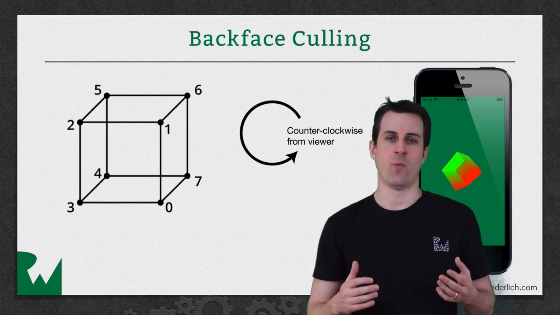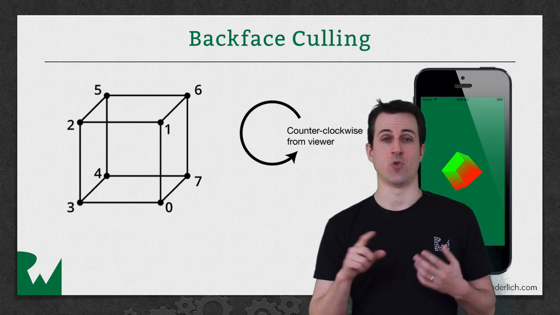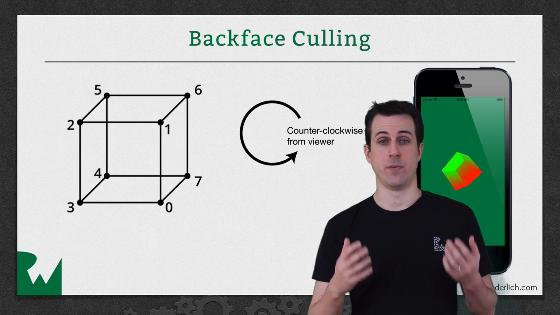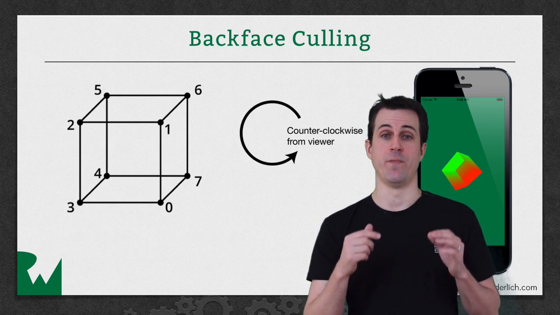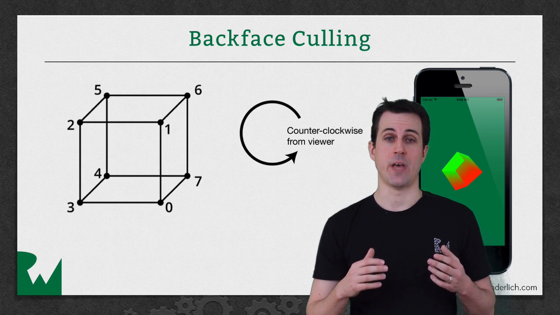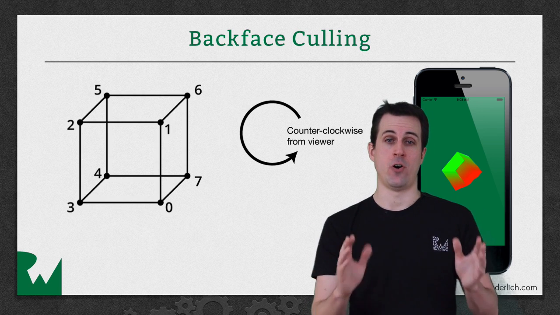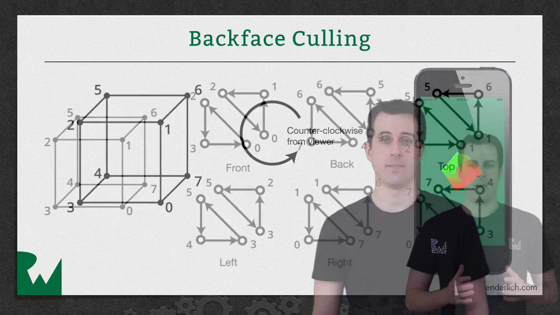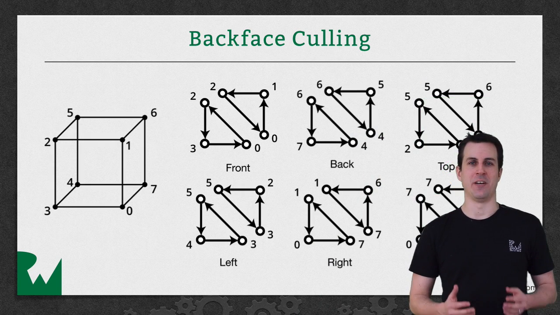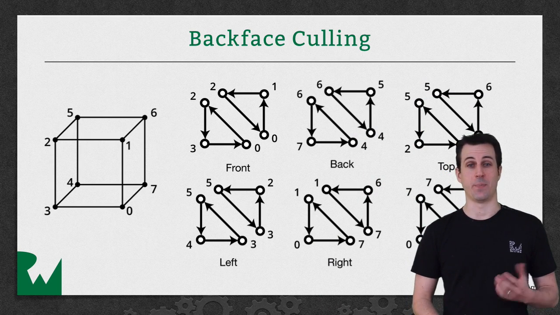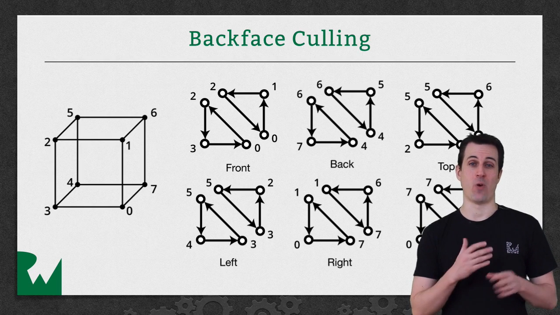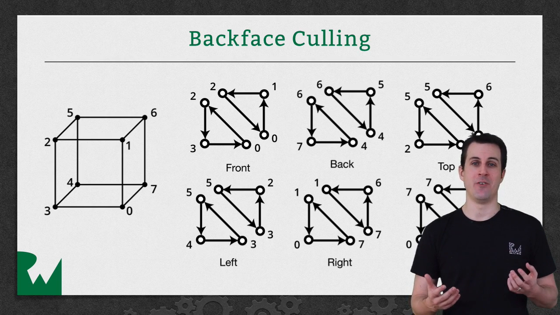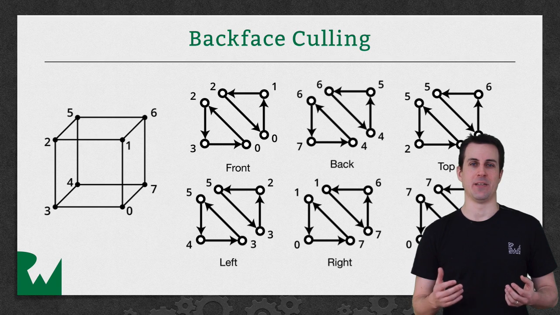And the way backface culling works is all you have to do is specify the triangles of your geometry a certain way. You have to specify them in counterclockwise order from the viewer. Once you do that, it will automatically not draw anything that shouldn't be rendered. The great thing about backface culling is if you're using a 3D modeling tool like Blender or 3D Studio Max, it will automatically generate your vertices in the proper order. But if you're doing it manually, it can sometimes be a little bit tricky to get this right.